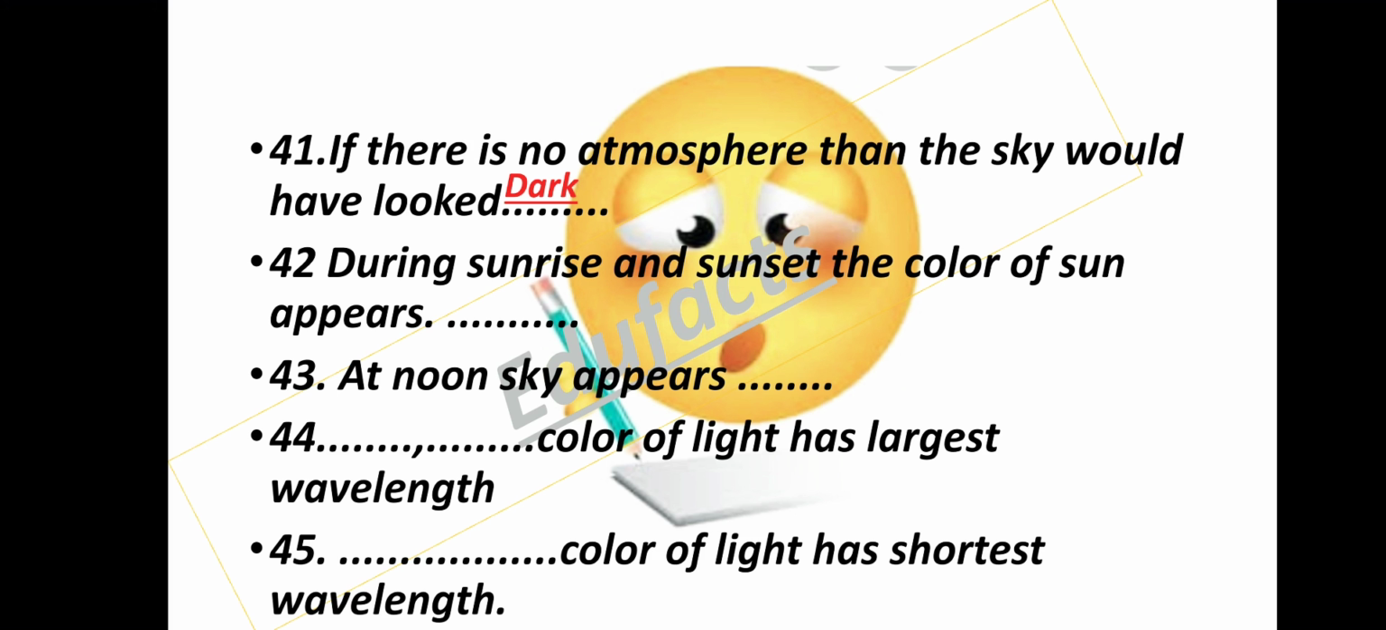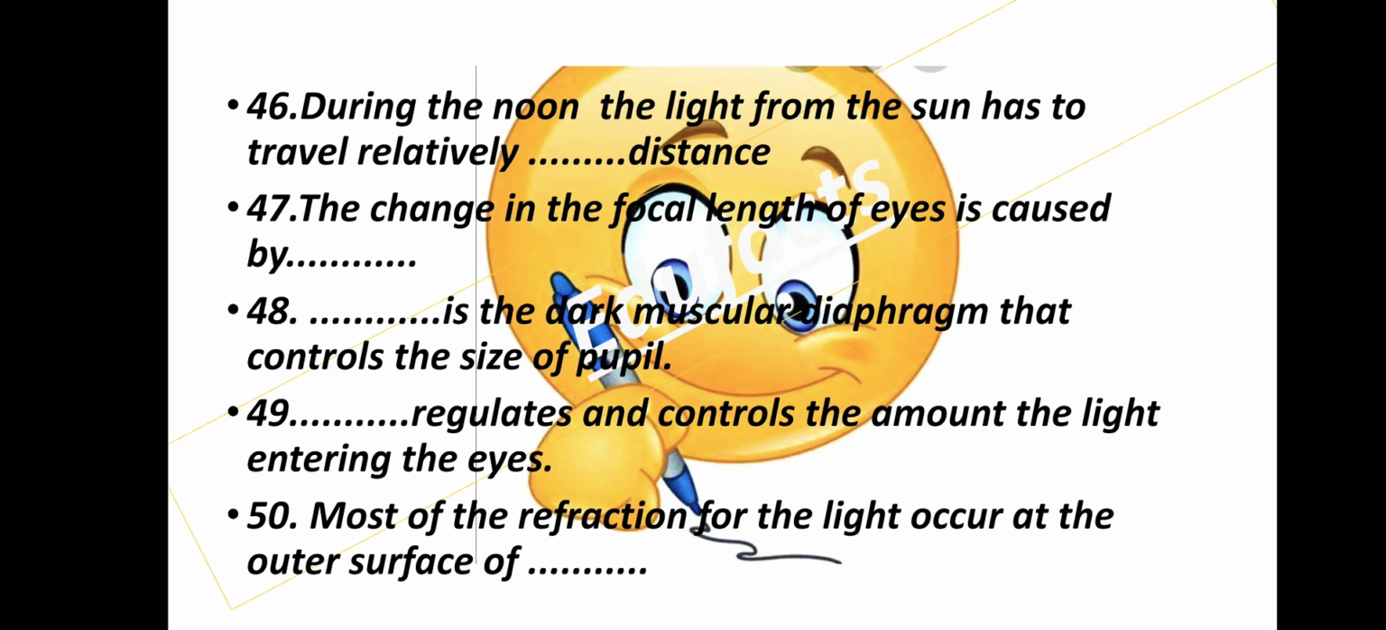Question number 42. During sunrise and sunset, the color of the sun appears red. Question number 43. At noon, the sky appears white. Question number 44. Dash color of light has the largest wavelength, that is, red color's wavelength is largest. Blue color has the shortest wavelength. Question number 46. During noon, the light from the sun has to travel a relatively shorter distance.